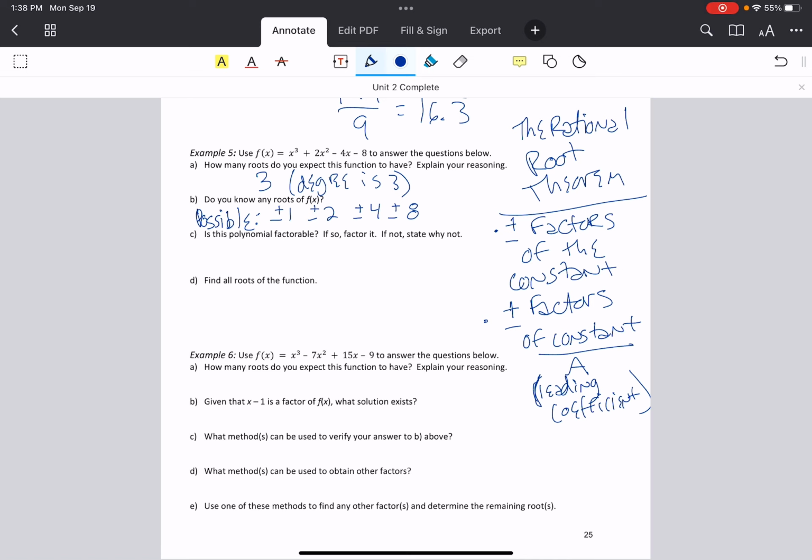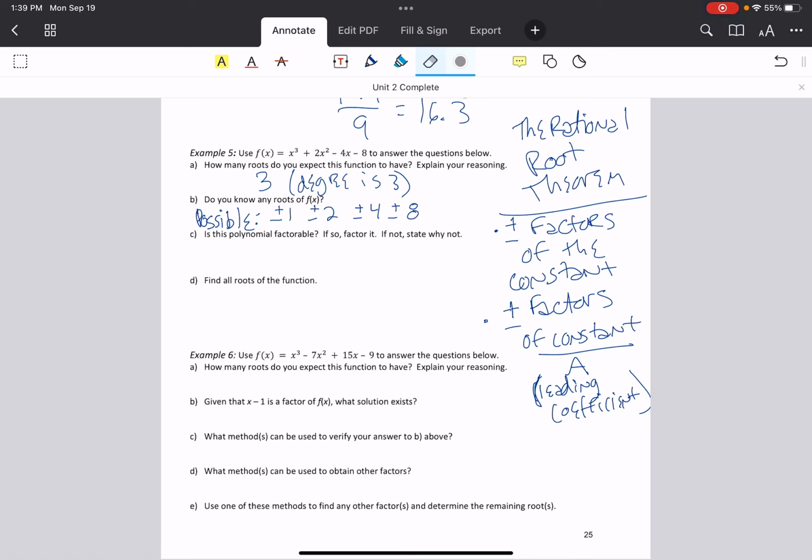What is my A on this one? What's my leading coefficient? 1. Is dividing any of these by 1 going to do anything? No. So that means if this thing is factorable, all of its factors are going to come out of these 8 numbers. So I'm not going to try 3 or 5, right? I'm only going to try 1, positive or negative, 2, positive or negative, 4, positive or negative, 8, positive or negative. Does that make sense? Which one should we try?